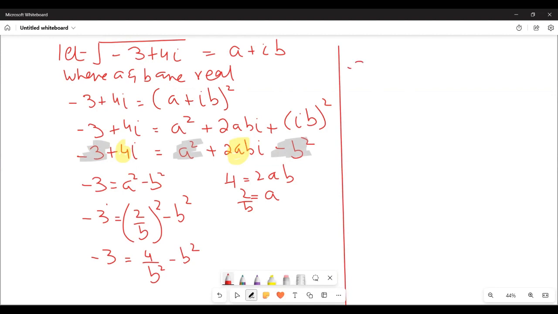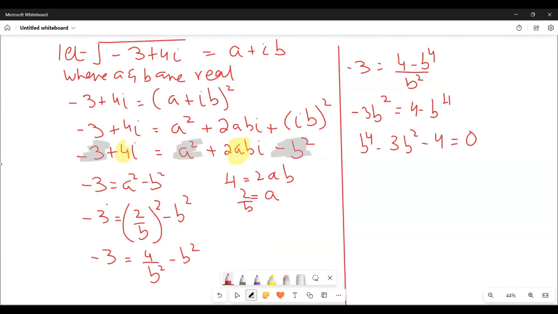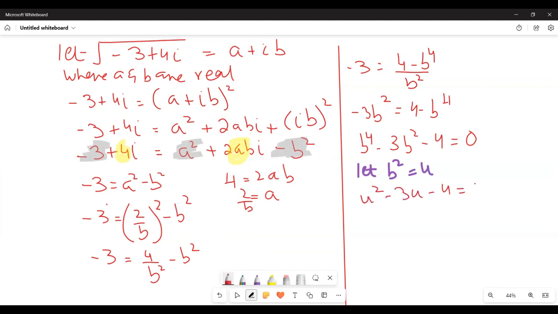So -3 equals 4 minus b power 4 upon b square. So -3b square equals 4 minus b power 4. So b power 4 minus 3b square minus 4 equals 0. Okay, this is a hidden quadratic equation. Let b square equal u. So we're getting u square minus 3u minus 4 equals 0.